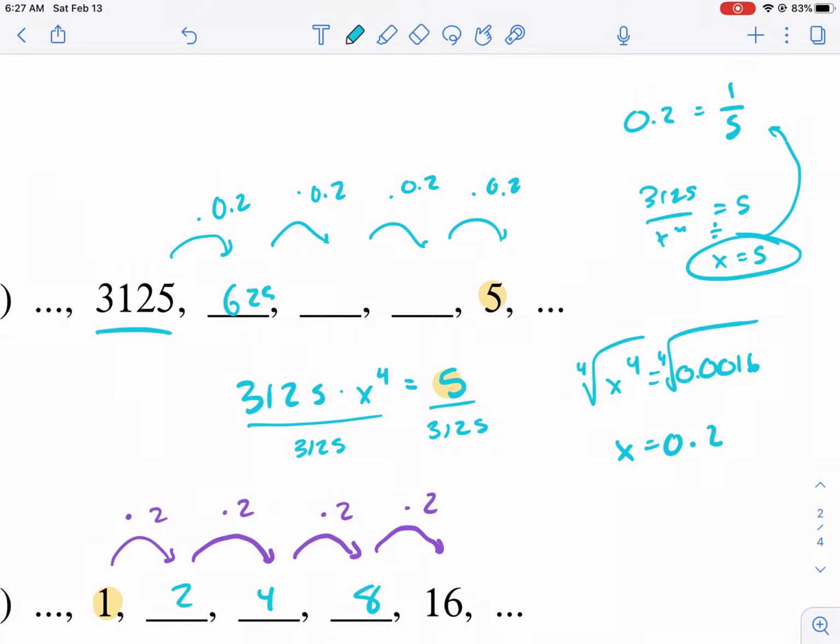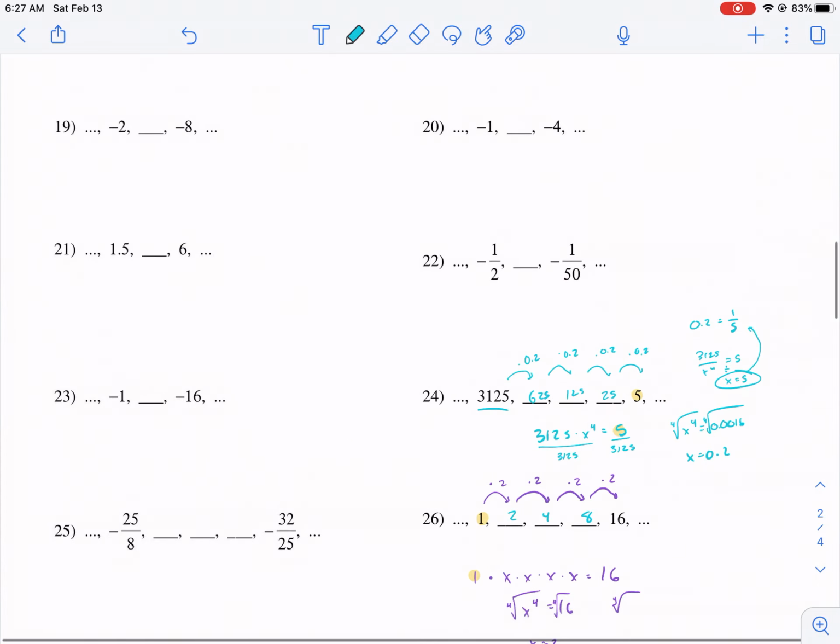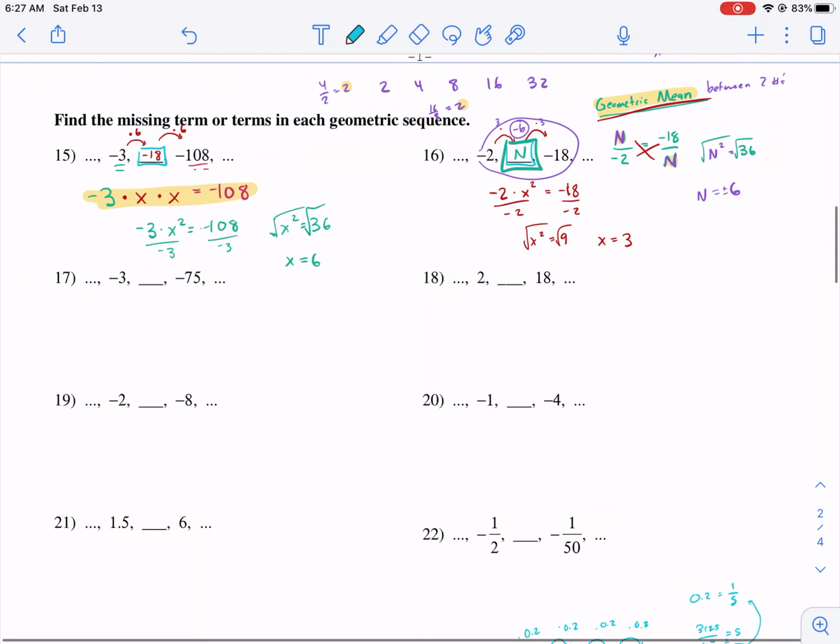So we get 625 here, times 0.2, 125, times 0.2, 25, and then we get 5. So I hope this cleared things up for geometric sequences and geometric mean.